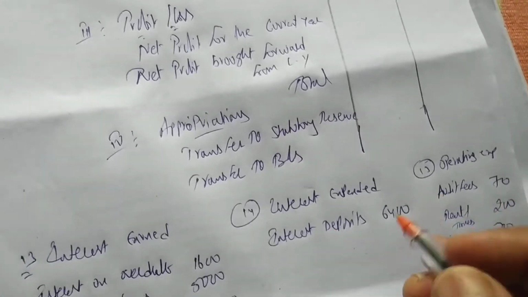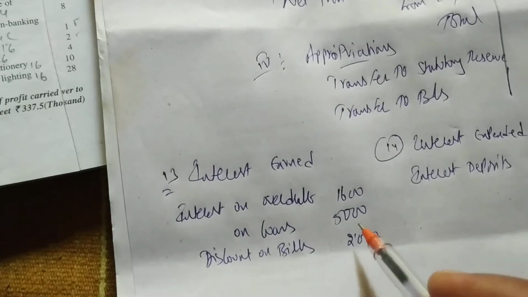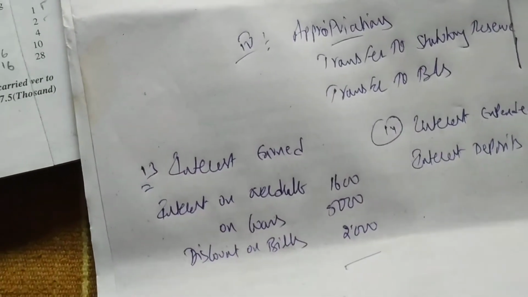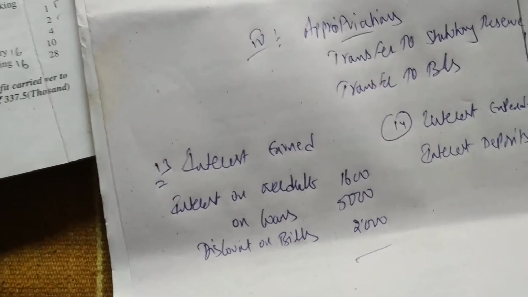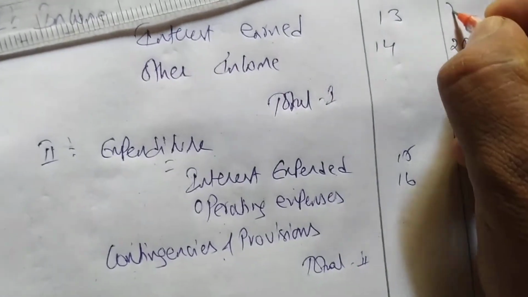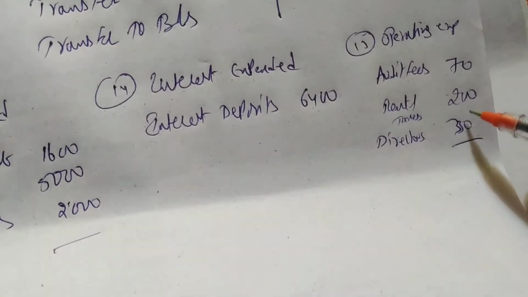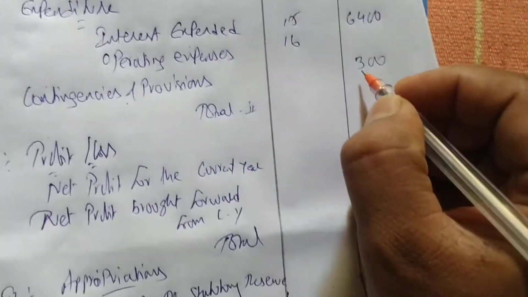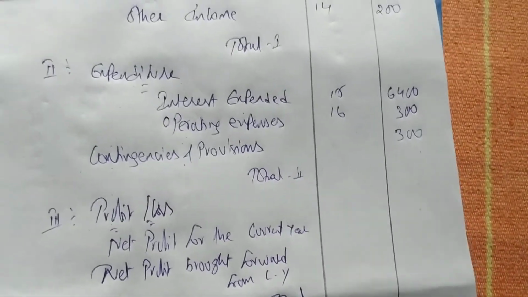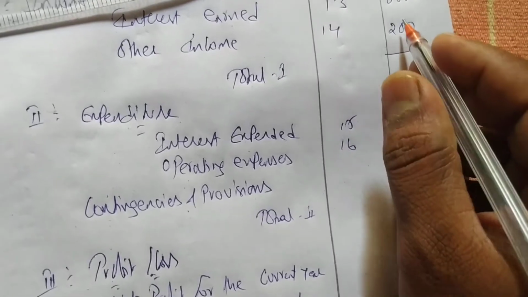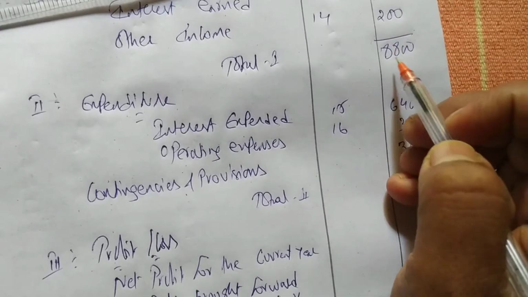Okay. Now we have to do totals. Interest expended total is how much? 6400. Interest earned, that is schedule number 13, total is 1600 plus 5000 plus 2000. We are getting 8600. Now we have to do total of other operating expenses. 70, 30, 100, 300. Operating expenses total also 300. Okay, written. Now we are getting total as 8800, 8600 plus 200, 8800.